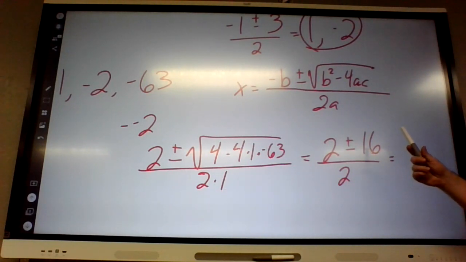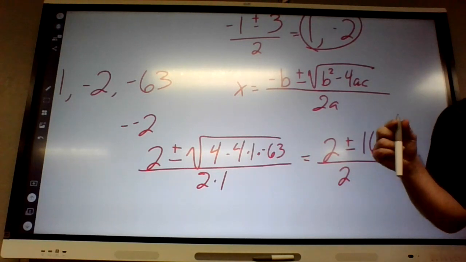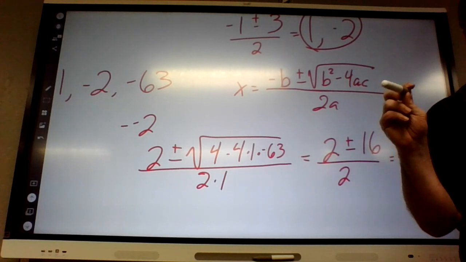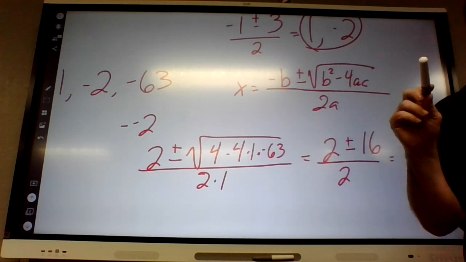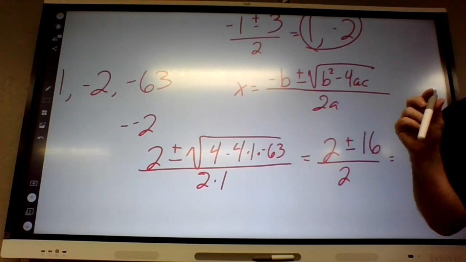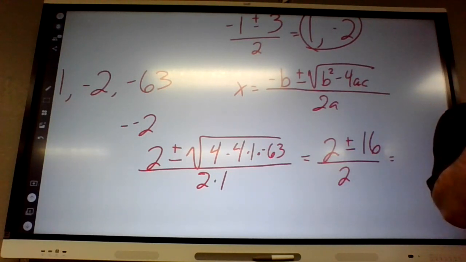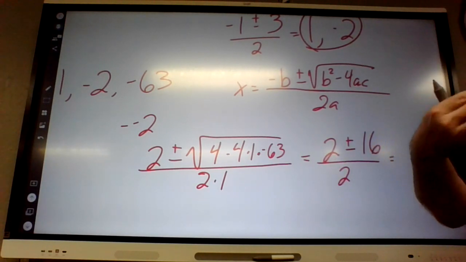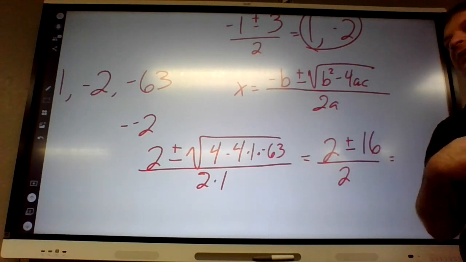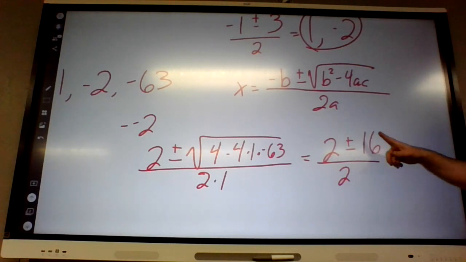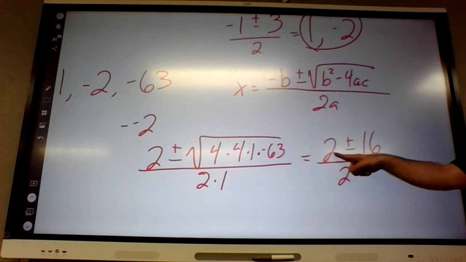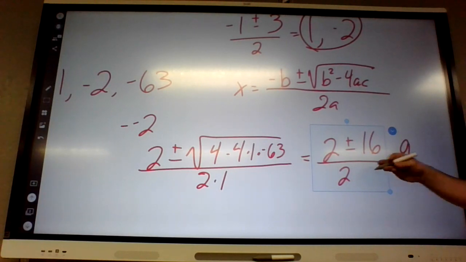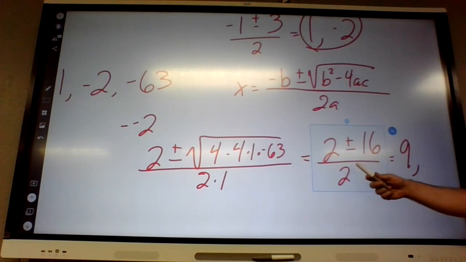However, some of these answers today will be imaginary, and unless you have the white calculators, they won't be able to do that. How do you even do imaginary numbers? Well, there is a button for an i, but you're not actually plugging i in on that calculator. It's just going to give you the answer as i. Anyway, we'll figure that out later. So, 2 plus 16 is 18 divided by 2. 9. 2 minus 16 is -14 divided by 2.